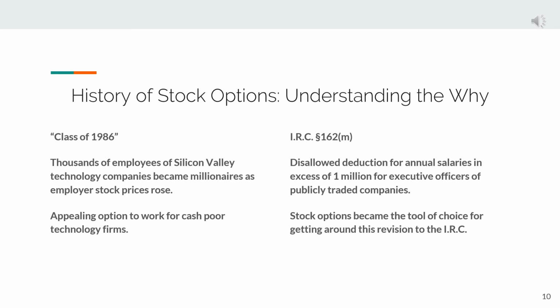And then next we have the Internal Revenue Code 162, Section M. This was a 1993 revision that placed a $1 million limit on the amount of deductible compensation expense a company could pay their CEO, CFO, or other 3 highly paid executives. Prior to 2018, there were 2 very notable exceptions to this limitation: 1, performance-based pay, including stock options, and 2, commission-based pay.